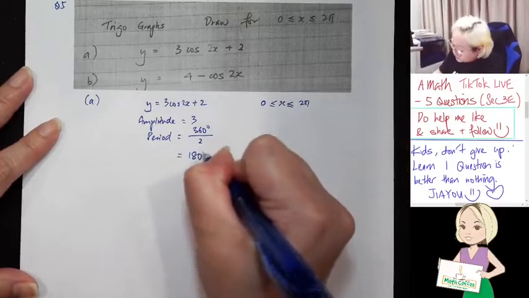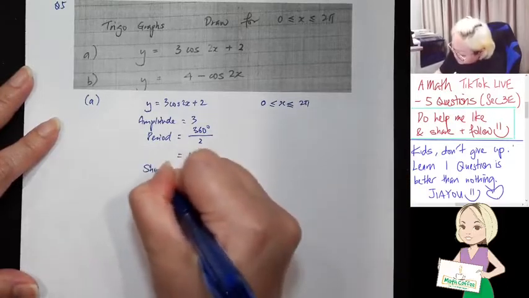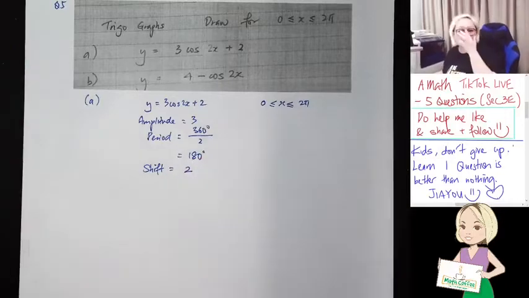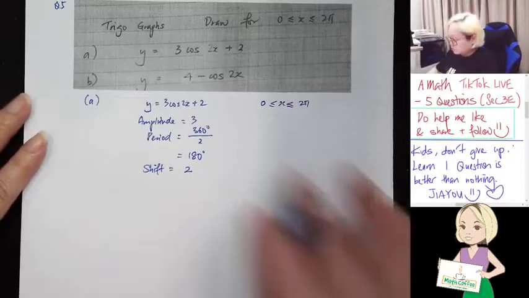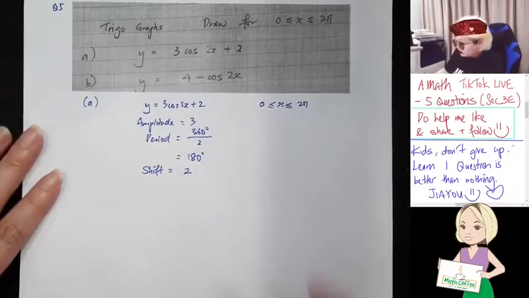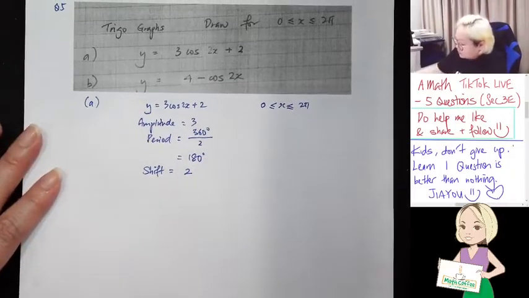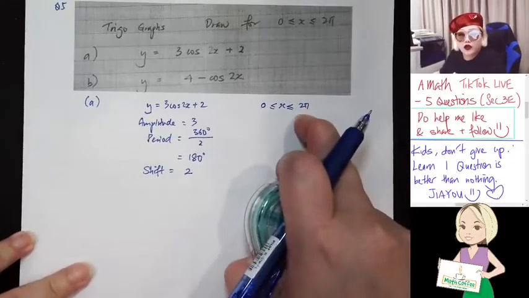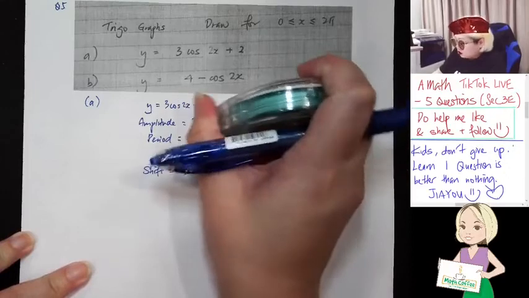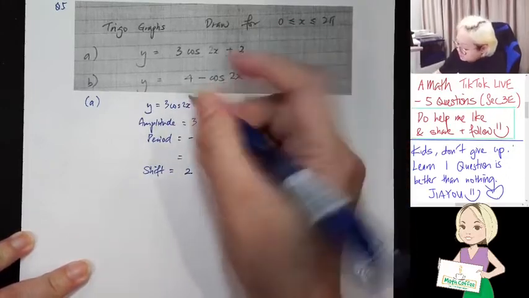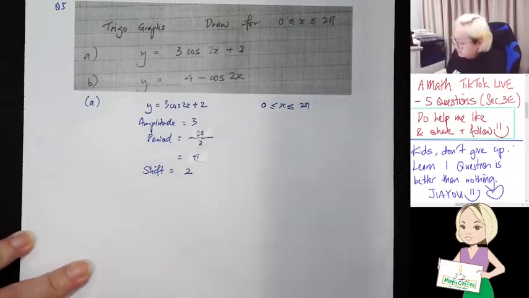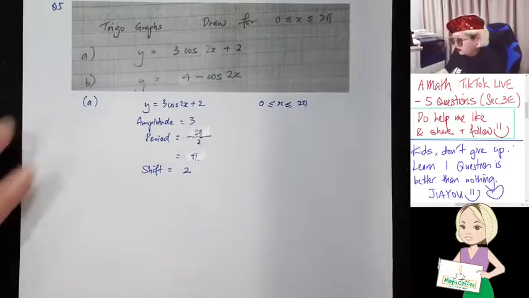So 180 degree. Next, the shift. Shift is 2 over here. Okay. So now we are ready to draw. Okay. Sorry. I got a big mistake. I need to draw in radian, right? So this one's supposed to be 2 pi. 2 pi over 2. So it's pi. Okay, now let's draw.